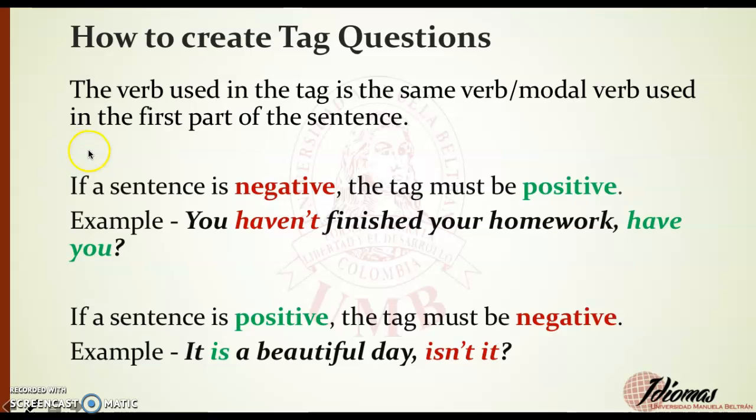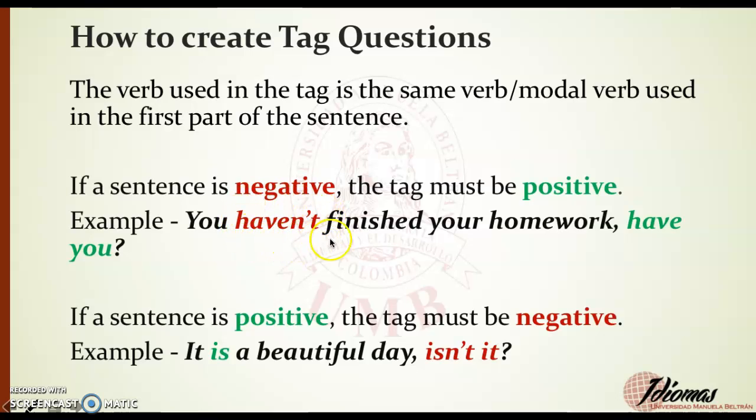So let's start with the negative sentence. If the sentence is negative, the tag question, the tag that goes at the end, must be positive. It's necessarily going to be positive. Let's see an example. "You haven't finished your homework, have you?" So, this part is negative. How do we know this is negative? Because we have the auxiliary haven't.